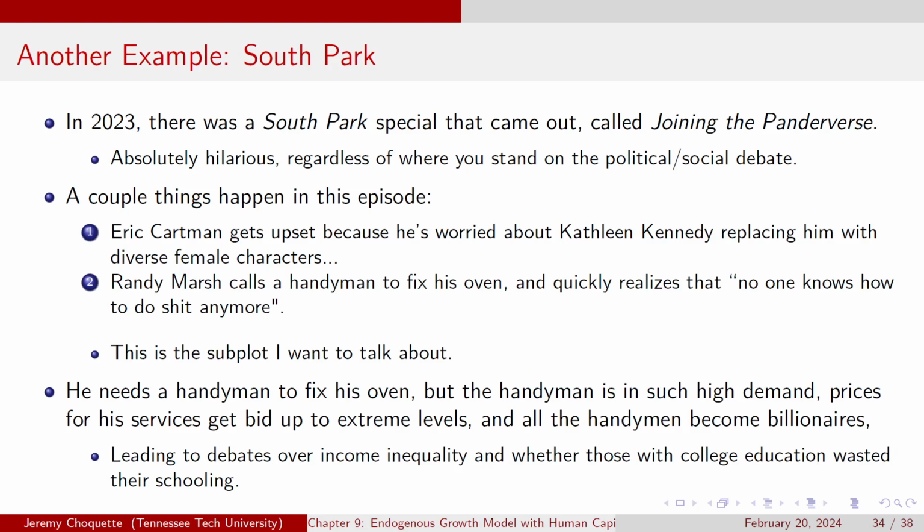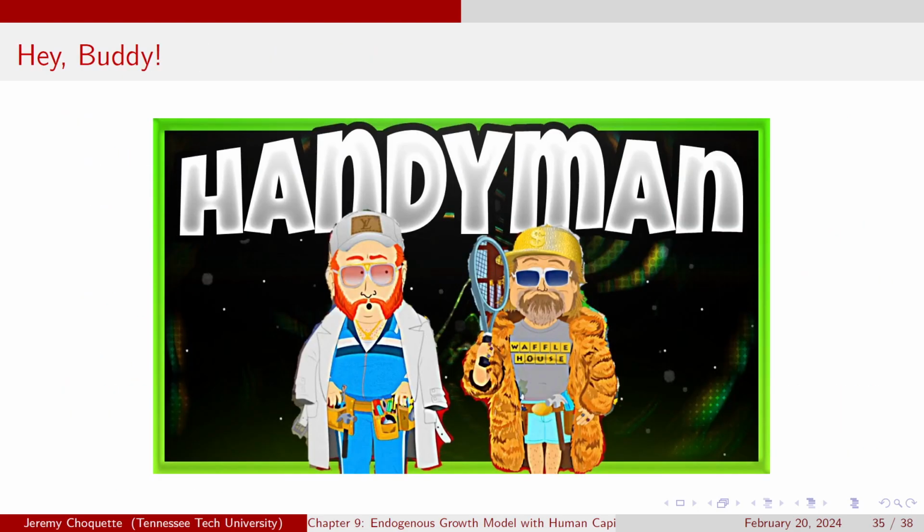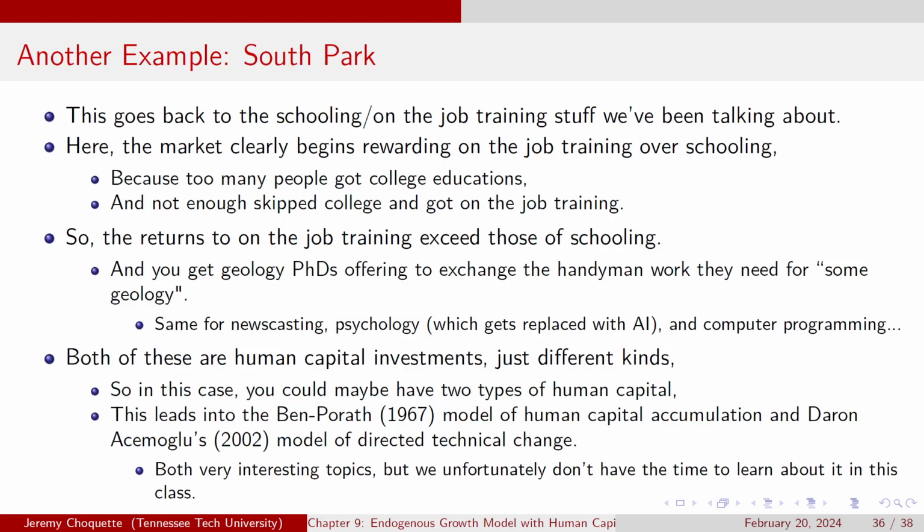And it leads to this whole debate over income inequality and whether those with a college education wasted their time trying to get all this schooling. And it is so funny. So you get these two handymen that get ridiculously rich. I think one buys Instagram and the other buys Facebook or Twitter or something like that. It's really, really funny.